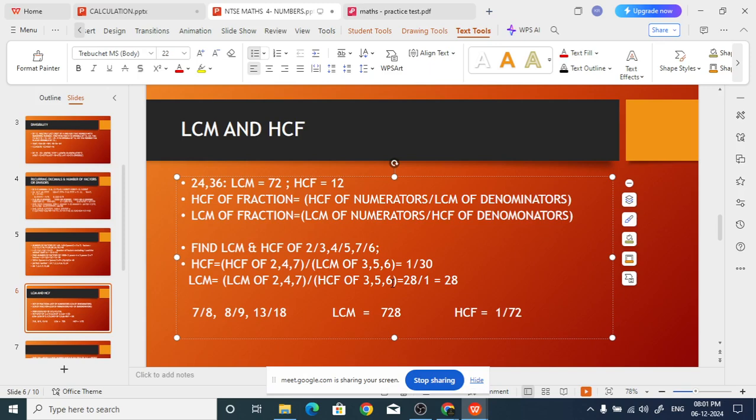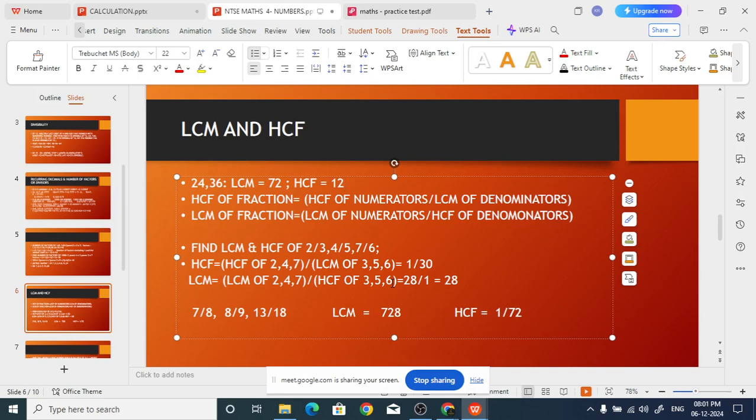Find out the HCF of these numbers. 30, sir. HCF of numerators divided by LCM of denominators. Yeah, the HCF of numerators is 1 and the LCM of denominators is 30. Yeah, 1 by 30 is the answer.